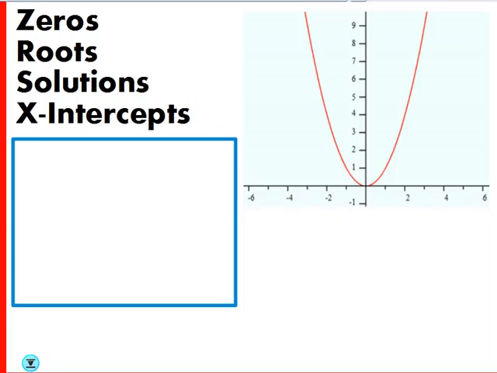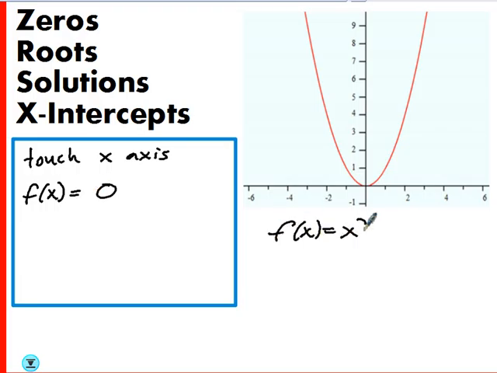Zeros, roots, solutions, x-intercepts. We've done this a ton too, and nothing mind-blowing here, but again, this is just wherever you touch the x-axis. So touch the x-axis, that's the visual way of talking about it. It's when the function value of x is 0. Those are really the way we look at that. And so in this case, for f of x equals x squared, you can see right here, there's just (0, 0), okay?